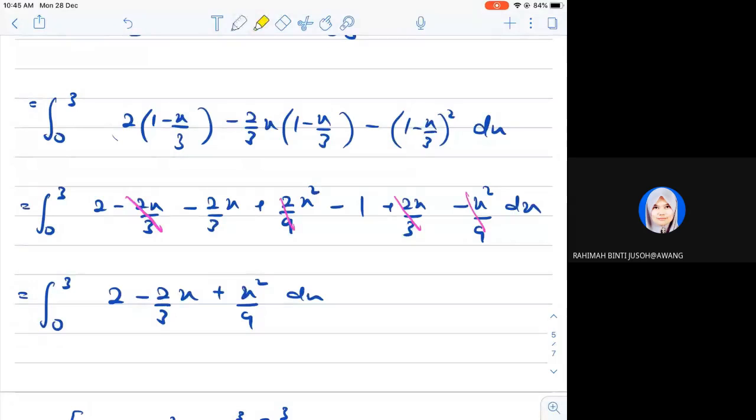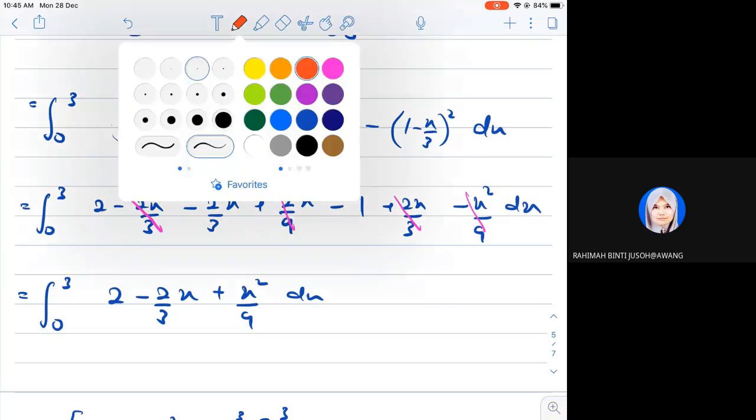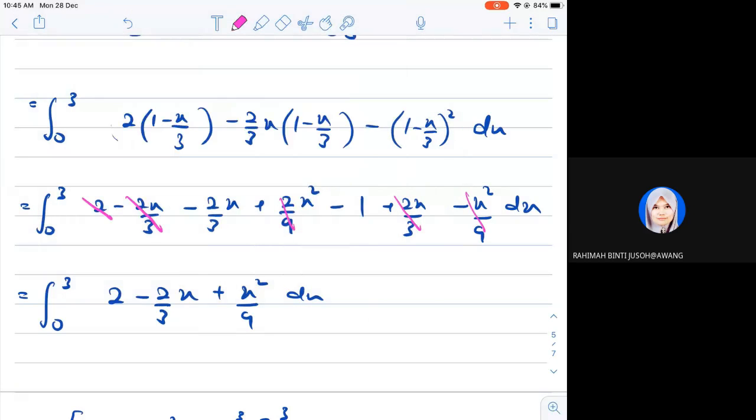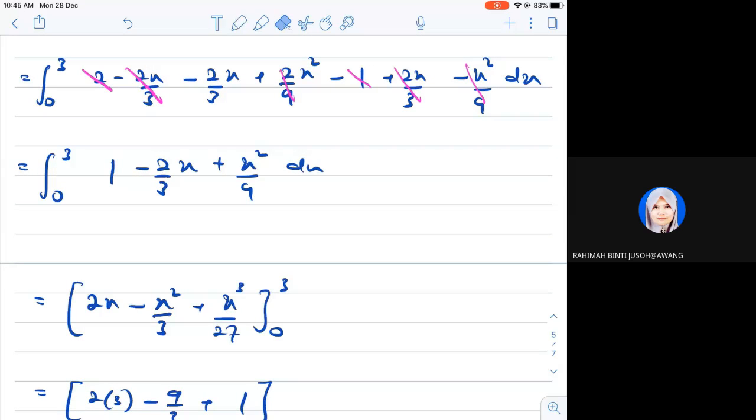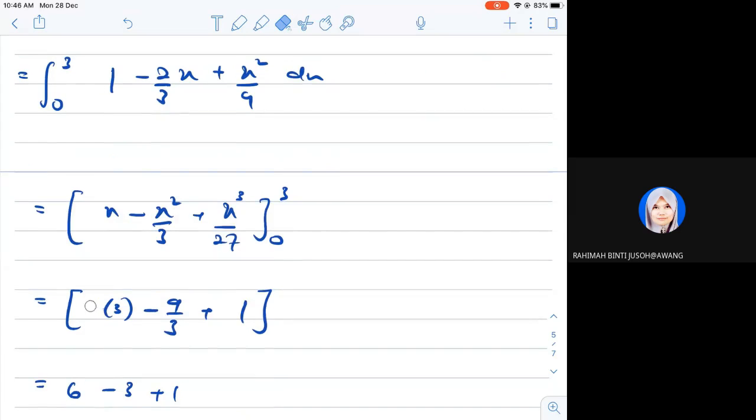Saya terlupa this one. Thank you. 2 minus 1, isn't it? So ini, ni dia jadi 1. Macam tu kan? So this one, dia dah tak ada x. Dia dah tak ada 2, so dia jadi x saja. So like this. Ya ke?